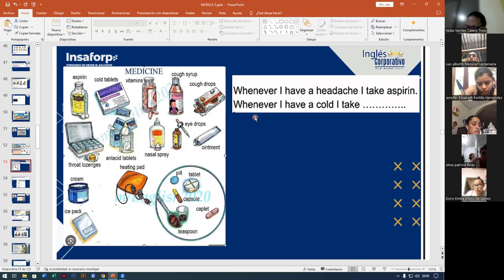Bueno, sería whenever I have a backache? I take a Dolofin. Okay, I take a Dolofin. Nice. So whenever I have a backache, I take Dolofin. That's nice. Good one. Continue then.